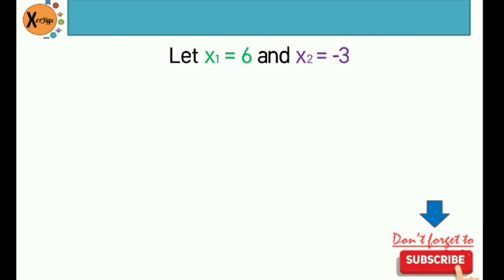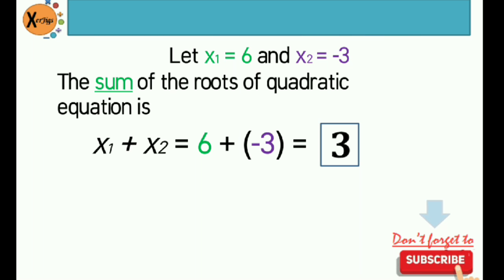So sum of the roots, therefore you need to add 6 plus negative 3, that's positive 3. So remember earlier, our sum of the roots is 3. So same result, same sum. So that is the reason why either of the two is okay. It will give us the same answer.